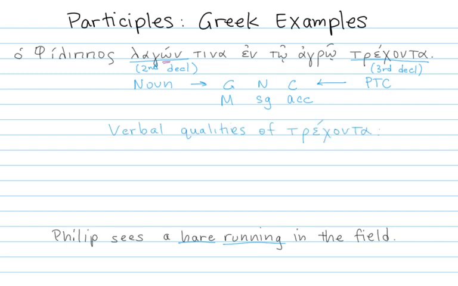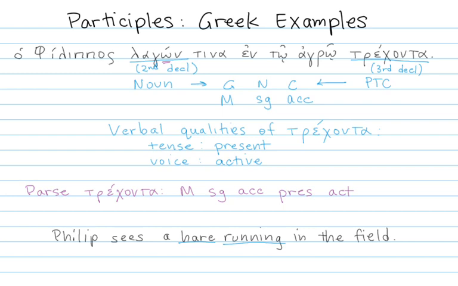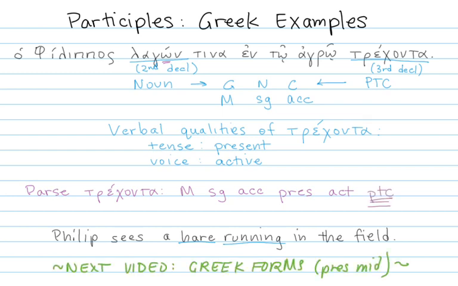So the verbal qualities of trechonta, so all participles reflect tense and voice. Trechonta happens to be present tense and active voice. So if I ask you to parse trechonta, you would say that it is masculine singular accusative, present, active, and then you say the word participle. And then you're done. Go to the next video to talk about the Greek forms.